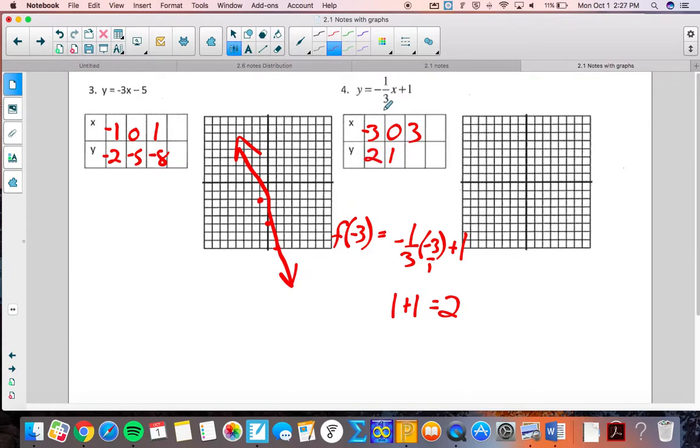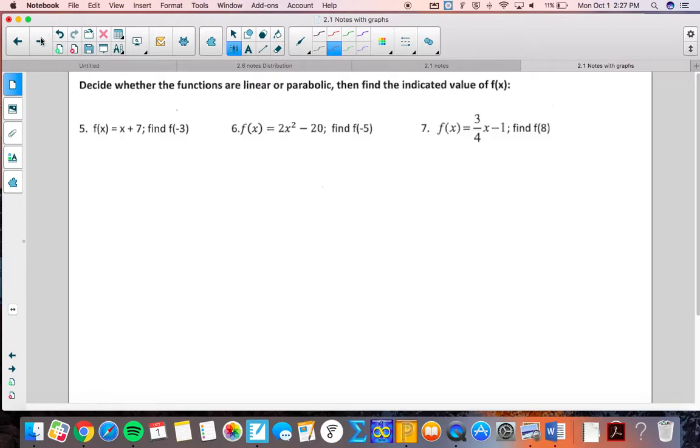Plug in 0. That cancels out the fraction. And you're just left with positive 1. Now let's try f of 3. Here you get negative 3 over 3, which is negative 1, plus 1 is 0. So your graph should look like this. Find the value when x is negative 3, right?